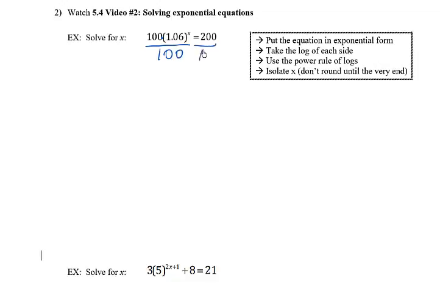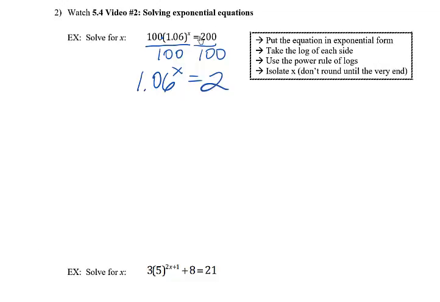So I need to divide both sides by 100, and that gives me 1.06 to the x equals, in this case, 2. 100 went in evenly to 200, so I simplified. If it hadn't gone in evenly, I would have just left it as a fraction.